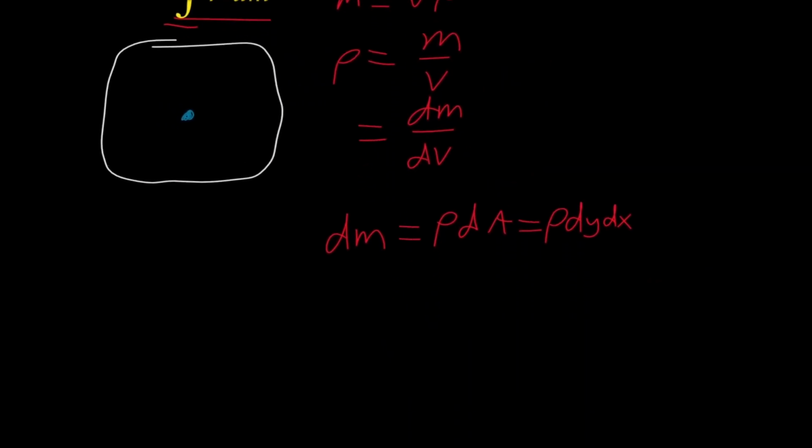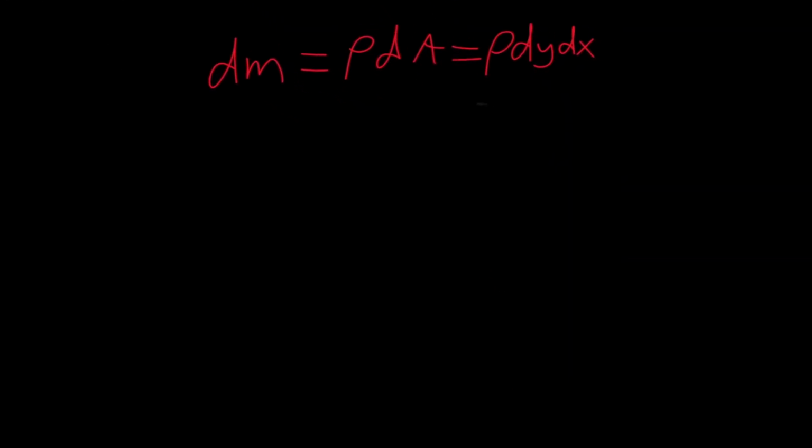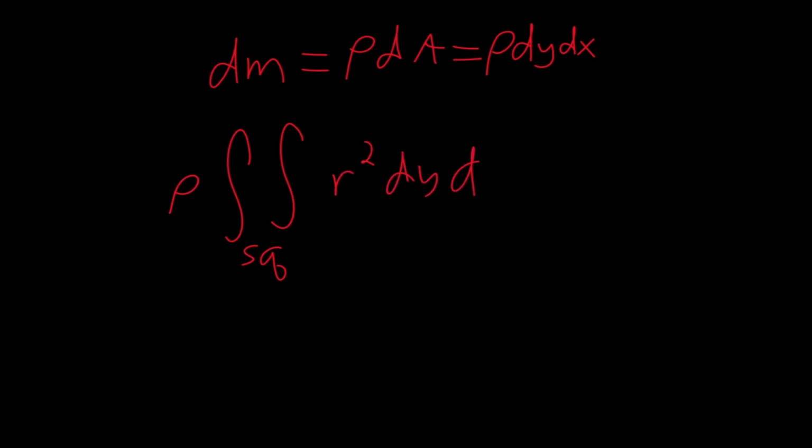So what our integral is actually going to be, if I zoom in on this, is a double integral over our Squircle. So I'll just write Squircle for now. Bring our density up front, of r squared times dy dx. But let's break down what each of these bits actually are.